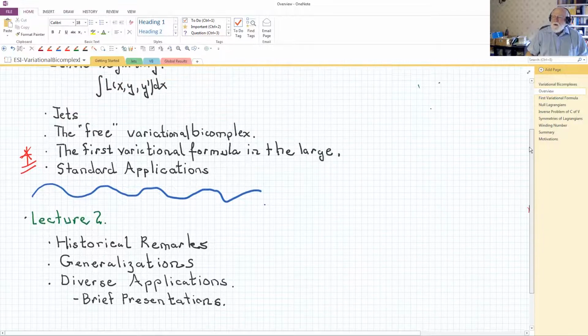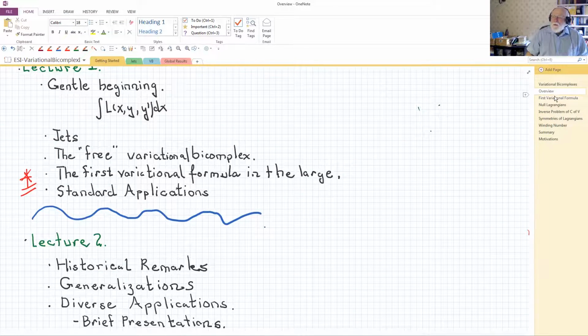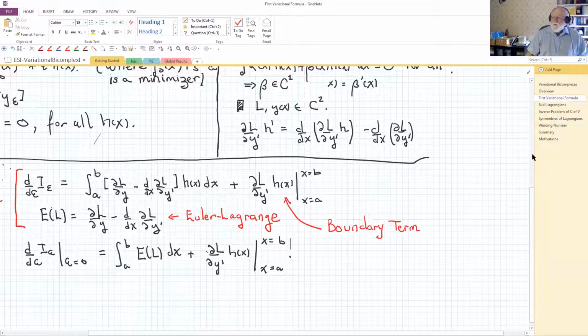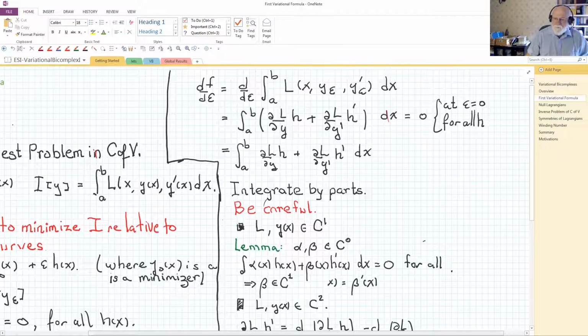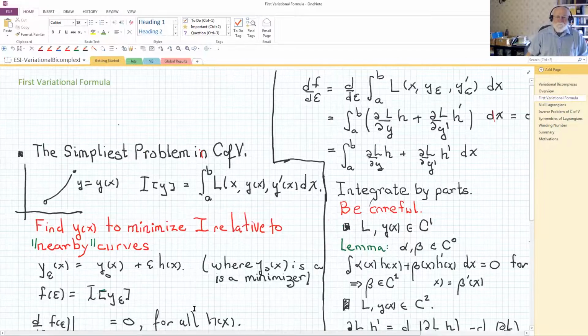Okay, so let's begin at the very beginning with the simplest problem in the calculus of variations. We'll start off with the XY plane, and we're going to look at a curve. We have two fixed points, a point here and a point here, and we're going to look at curves which are joining those two points. The x-coordinate here is A, and this x-coordinate here is B.